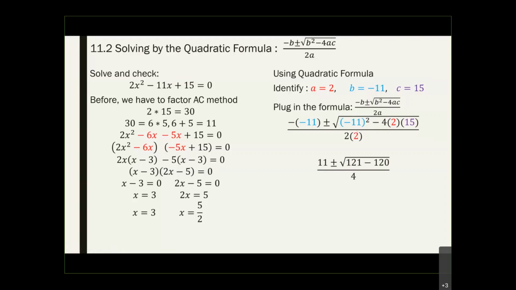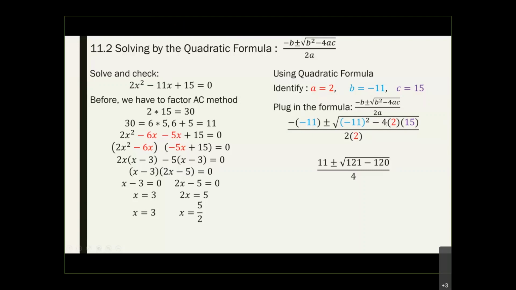One thing, ladies and gentlemen: inside here, even though b is negative, when you square it, a negative times a negative, the b squared will always be positive, okay? So make sure that item is always positive right here. So negative 11 times negative 11 is 121.